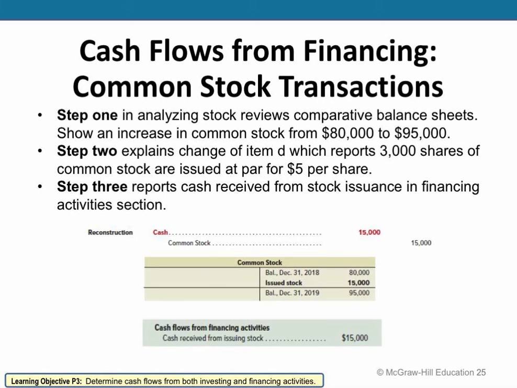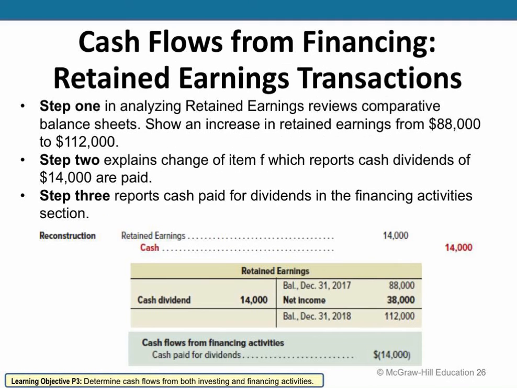We also had a stock transaction where $15,000 was raised from the market, 3,000 shares, $5 per share, increasing from $80,000 to $95,000. So that's going to be representing a cash inflow from financing activities of $15,000. And then here we had a cash dividend of $14,000. So that's going to be decreasing retained earnings, so we're going to list it here as a debit for retained earnings. And also it's going to be a credit to cash. So we'll have a cash outflow of $14,000 for financing activities here.